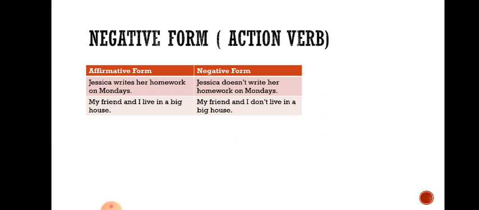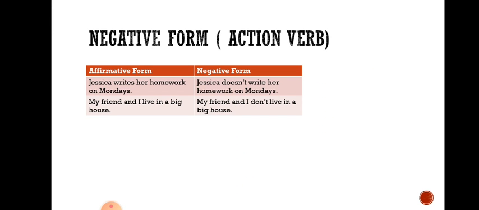Negative form when there is an action verb in the sentence. Jessica writes her homework on Mondays. Jessica doesn't write her homework on Mondays. My friend and I live in a big house. My friend and I don't live in a big house.